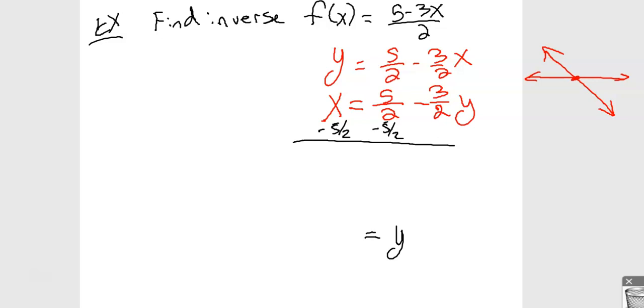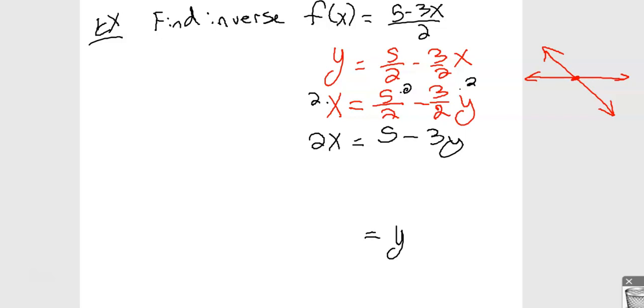Actually, there's nothing wrong with what I just did, minus 5 halves from both sides. But what I would probably do on this problem, I'm going to back that up. Because there's fractions involved, I'm just going to multiply everything by 2. So if I multiply this by 2, this by 2, and this by 2, it becomes 2x equals 5 minus 3y. Notice all of the fractions disappear.